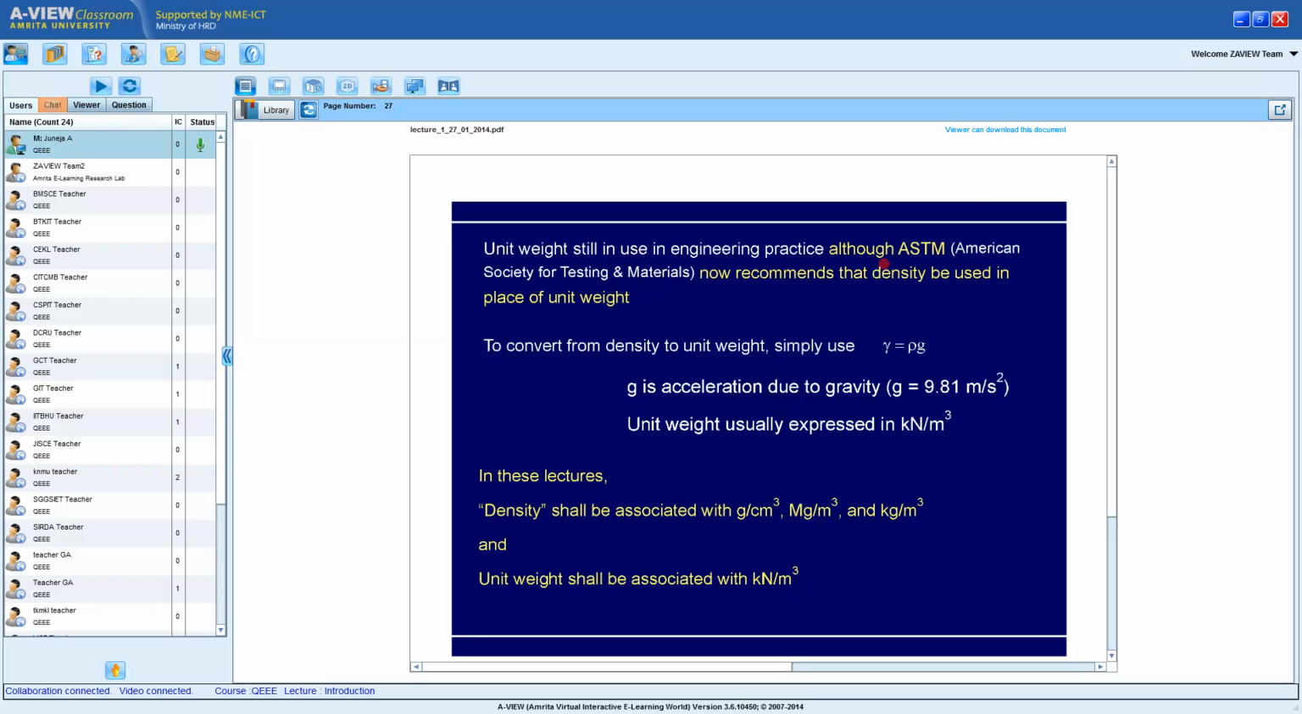Incidentally, if you happen to look at some of the ASTM codes of practice, please do a Google search on ASTM. You'll find a substantial amount of literature available. It recommends that you should use density, that is, density in terms of SI units, megagram per meter cube or kilogram per meter cube, when you want to represent your mass per unit volume.